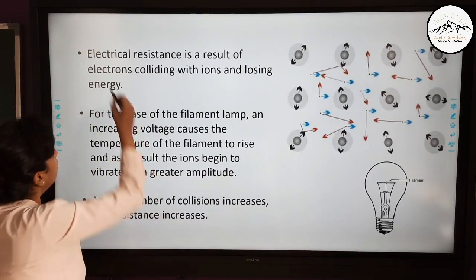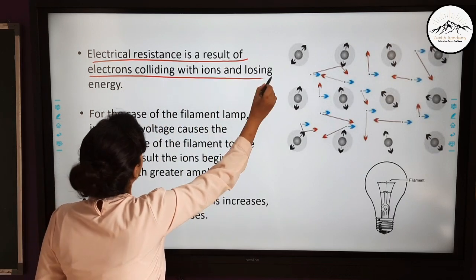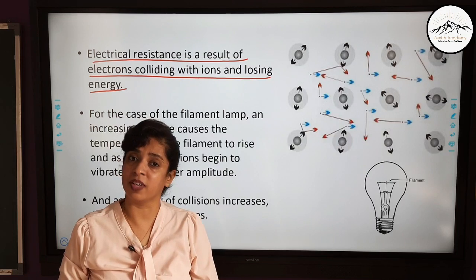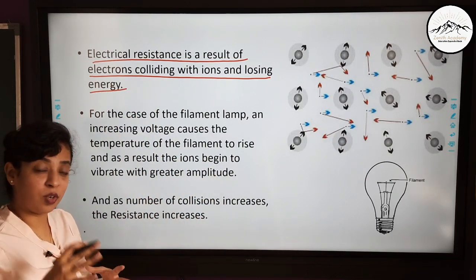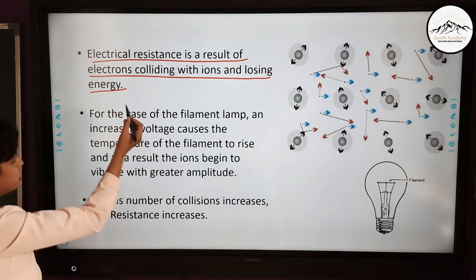Students, we all know that electric resistance is a result of electrons colliding with ions and losing energy. We have studied in the previous module on resistance that these electrons collide with ions, they collide with each other, they collide with stable metal ions and they lose energy.